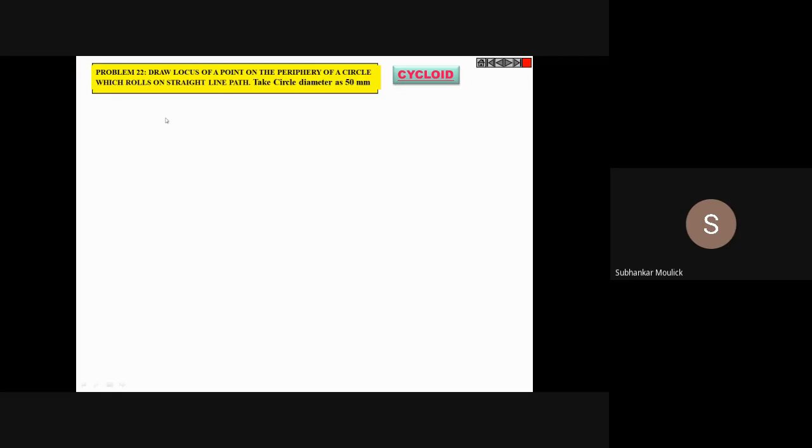Let us read a problem. The problem is, draw the locus of a point on the periphery of a circle which rolls on a straight line path. Take circle diameter as 50 mm. See, in this question, nowhere has it been written to draw a cycloid. Then how will you understand that this is a problem of cycloid? In the exam also, it won't be given directly that draw a cycloid in which the circle diameter is 50 mm and the length of the line is this much. Directly the question will not be given to you. The question will be in an indirect manner.